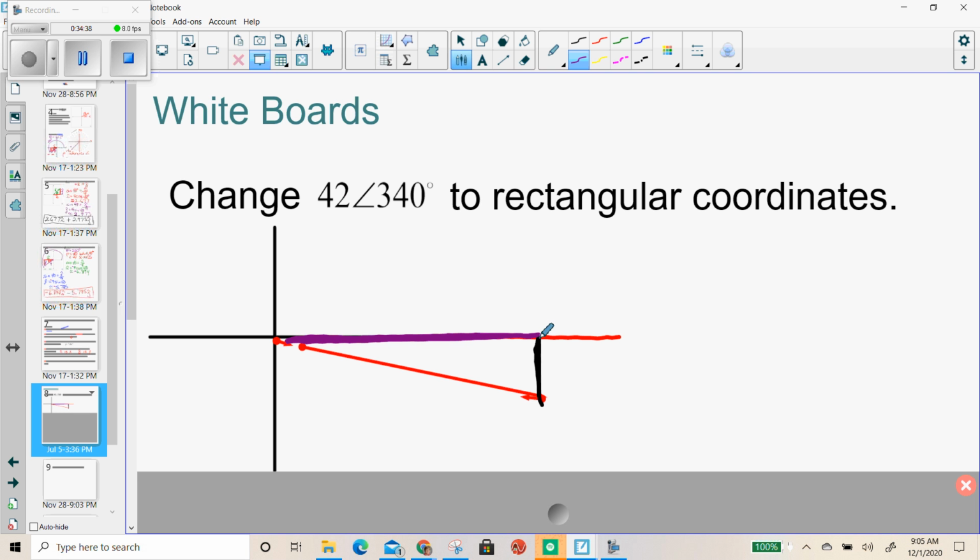Now, how big is that reference angle? So that needs to be this angle inside the triangle. Type in chat how big that angle is. Okay, so good job. It is 20 degrees.